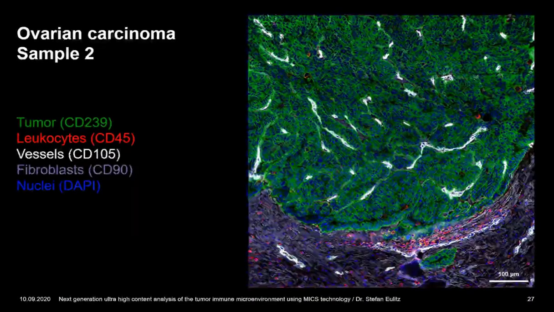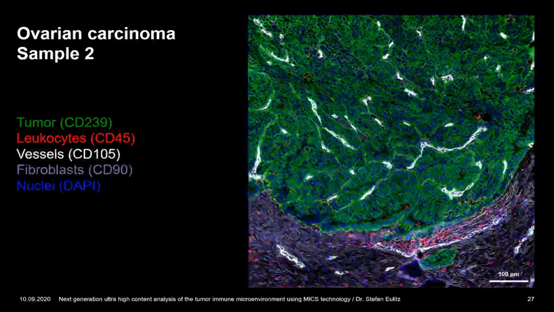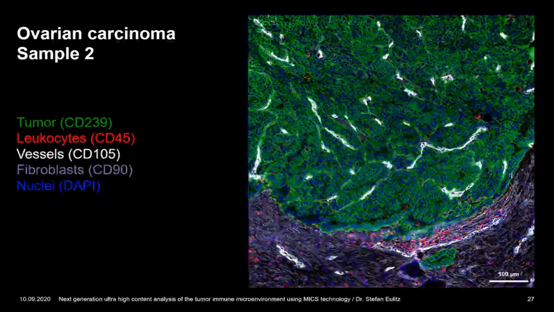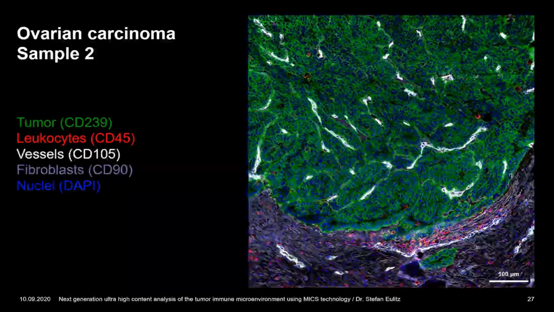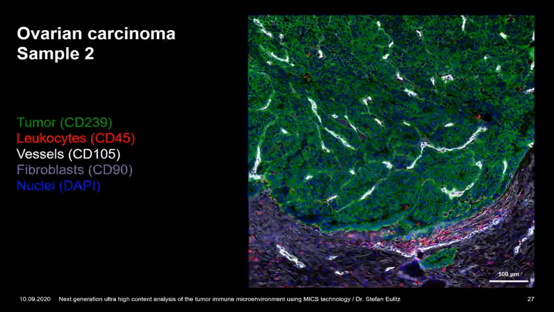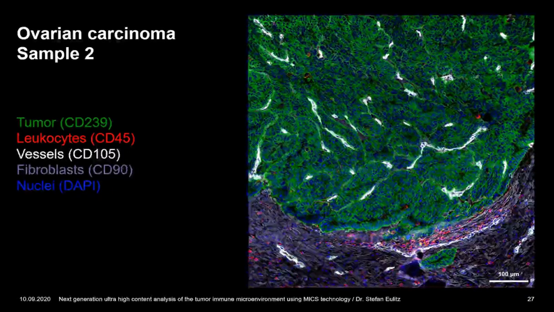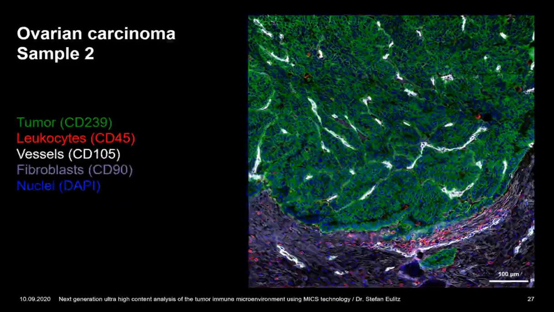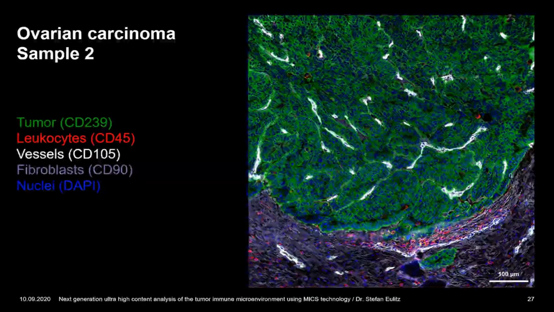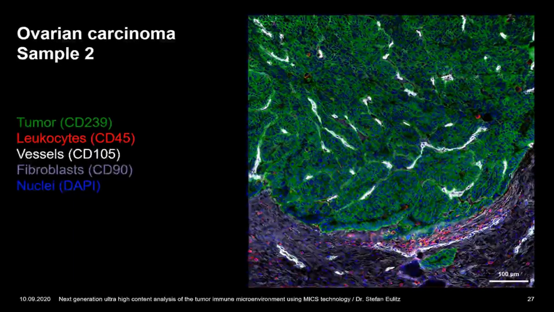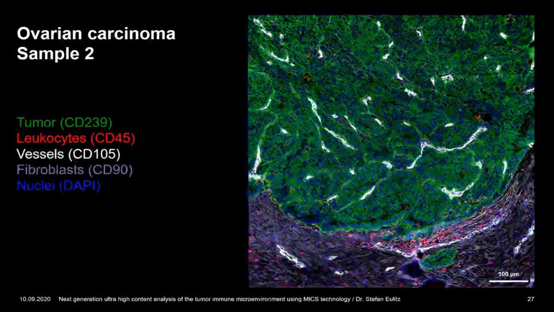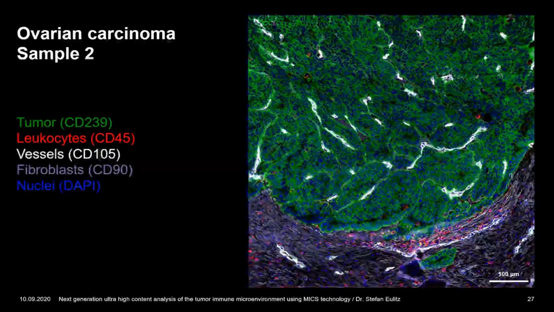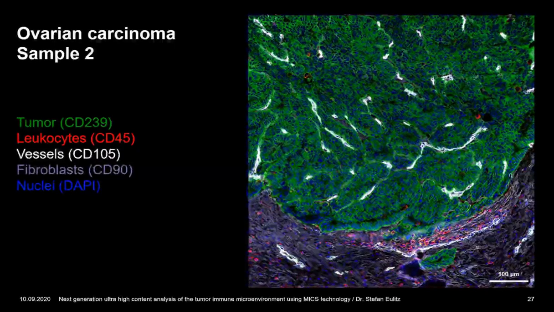As said, this is another sample of ovarian cancer, and as already done for the first sample, the tumor is here depicted in green, leukocytes are depicted in red, vessels in white, and nuclei in blue. Additionally, also fibroblasts are depicted in blue. It is immediately striking that the CD45 positive cells are mainly localized in the invasive margin of the tumor and not in the tumor core. This could show us that we have a tumor type of the infiltrated excluded type, but let's look closer at the phenotypes of the cells.